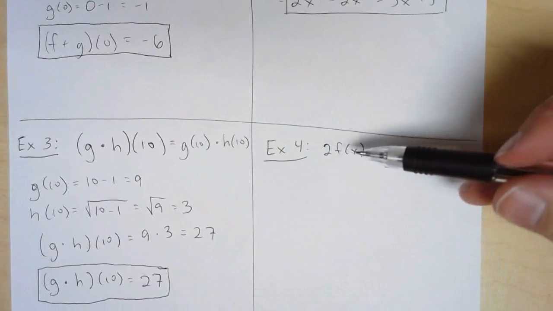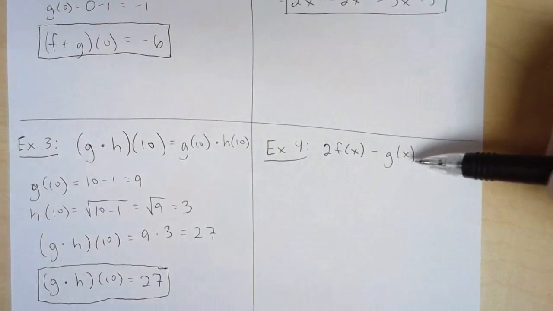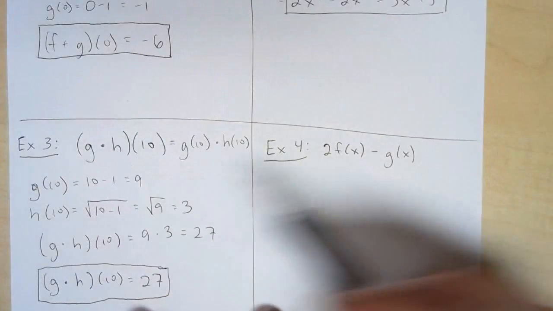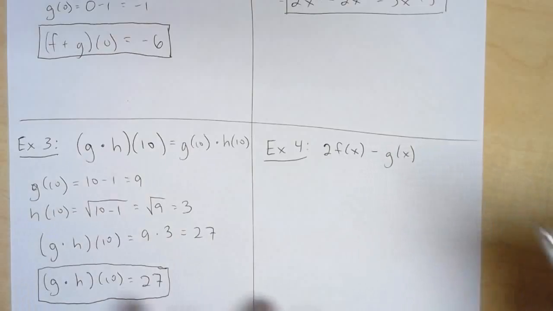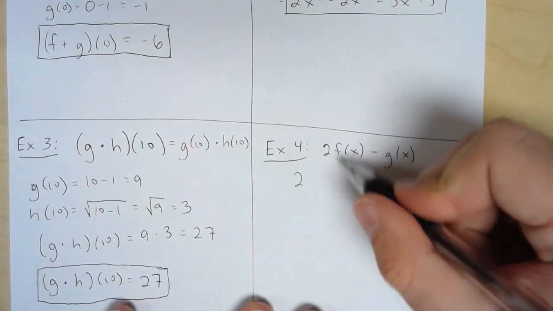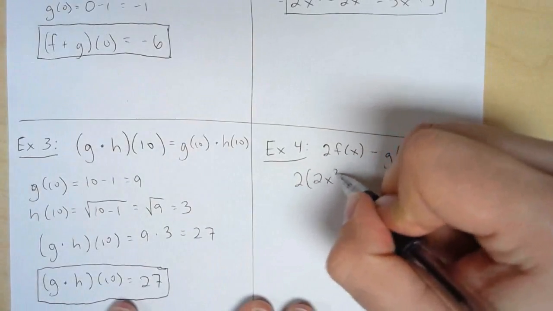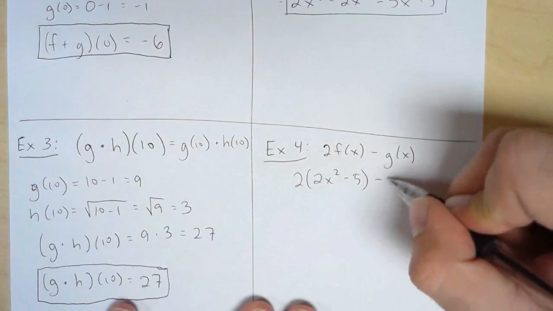2f of x minus g of x. So this one's not even written in our combined form here. Here it is written independently. And it looks like we're doing just of x, so we'll have x's in our answer. So we're doing 2 times whatever f of x is. f of x is 2x squared minus 5, minus all of g of x.